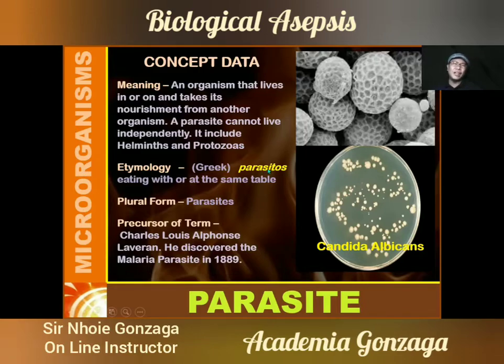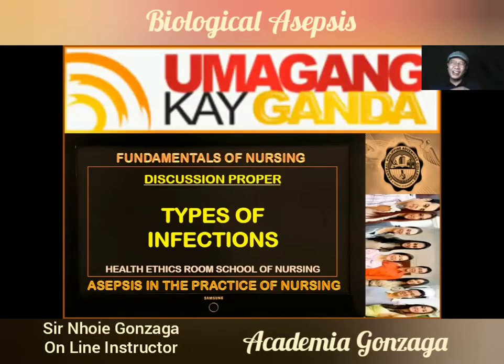It came from the Greek word parasitos, meaning eating with or at the same table. The plural form is parasites. Now, Charles Louis Alphonse Laveran discovered the malaria parasite in 1889. And presumably, this is also one of the earliest times that parasites were called parasites. Are you still with me? I hope you are getting a gist of what we are talking about here.